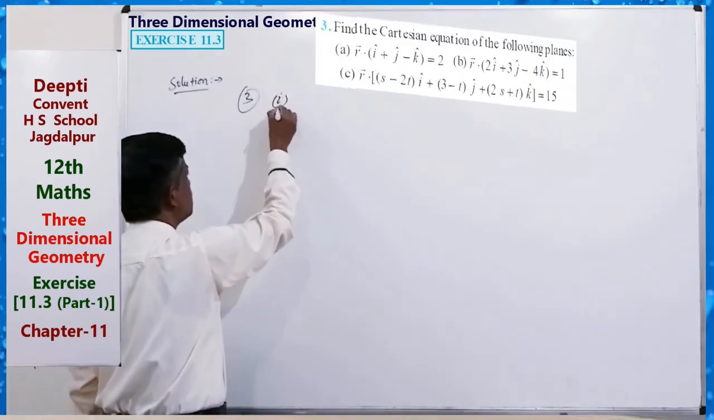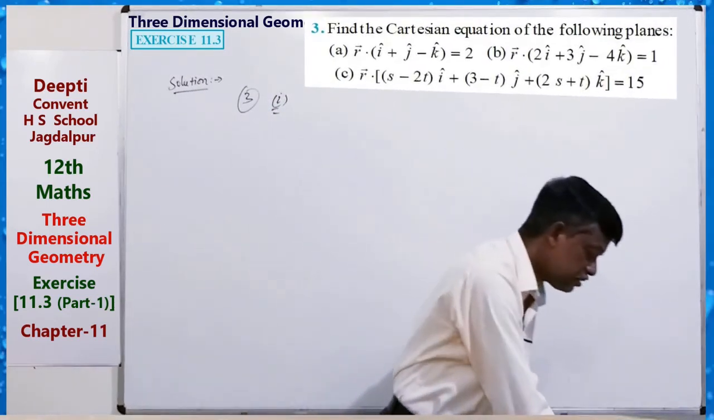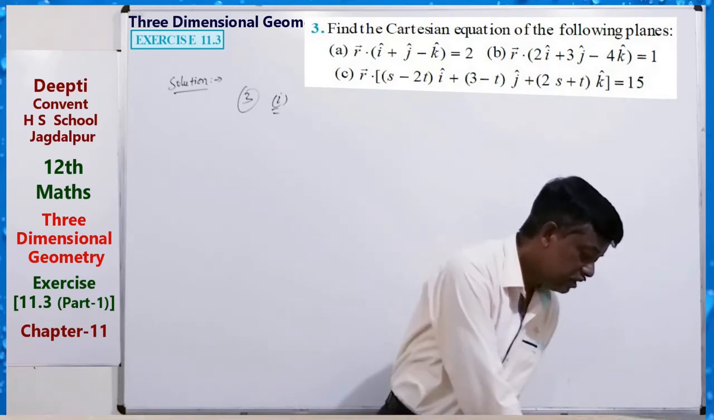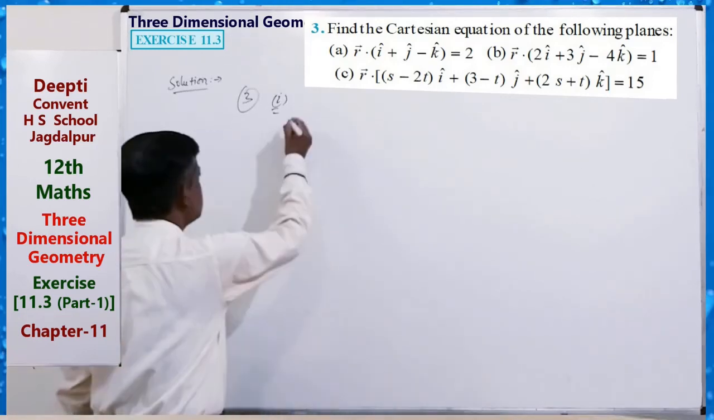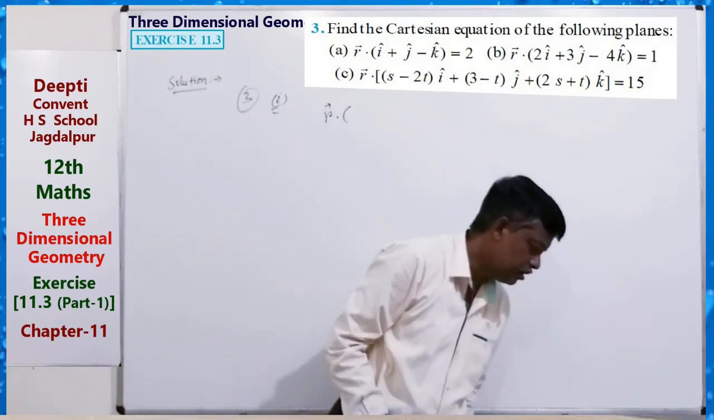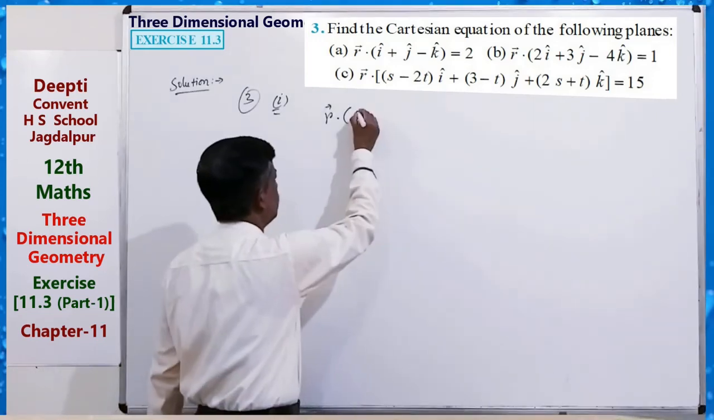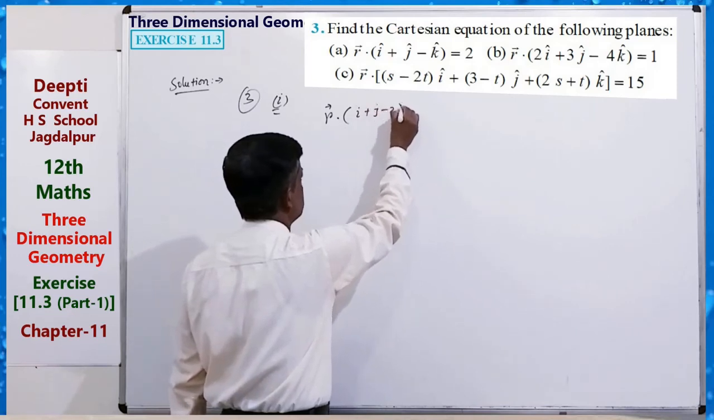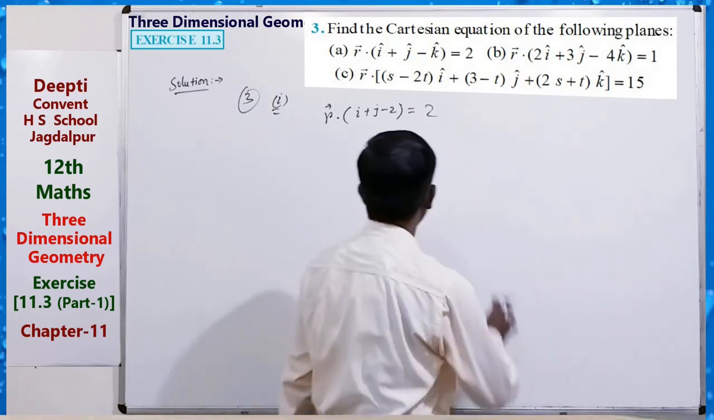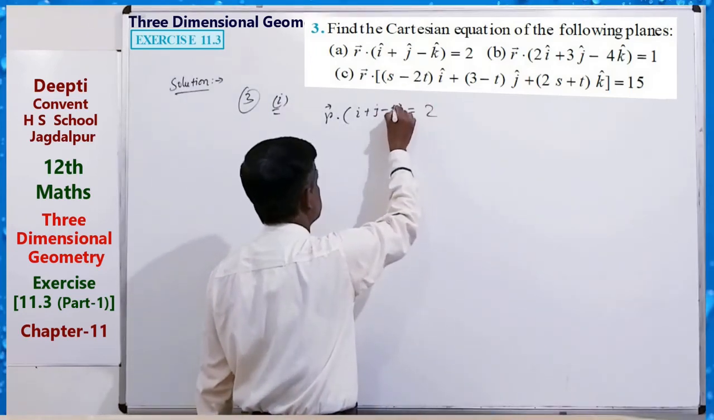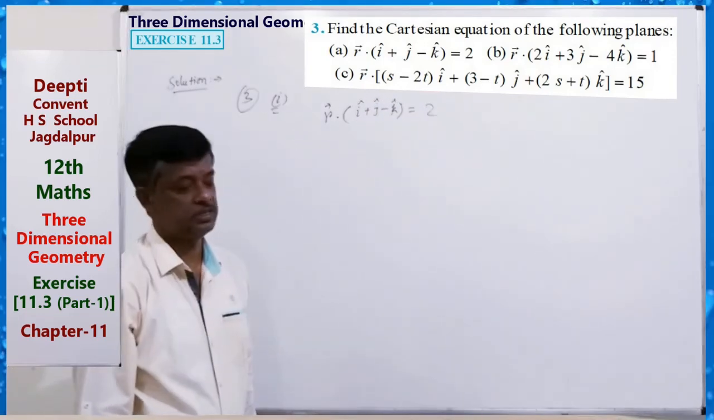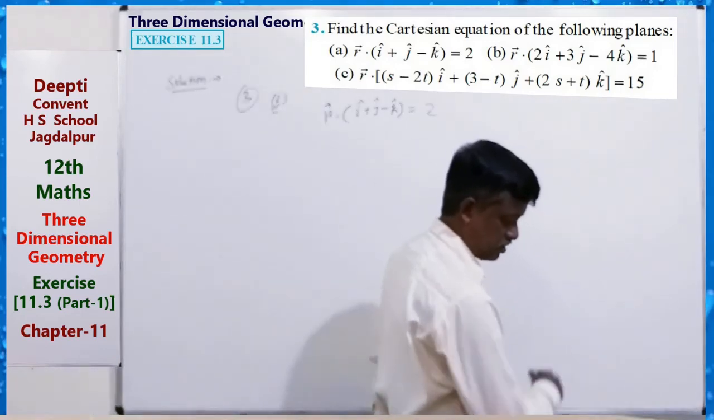Here, question 3. There are 3 questions, I think. Okay, so r dot this equals 2, r dot this equals 1, r dot this equals 50. So here, first is r dot (i plus j minus k) equals 2. These are the unit vectors, no? First is this. Second is also similar, of this type.